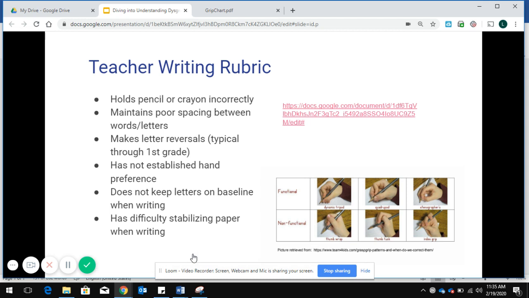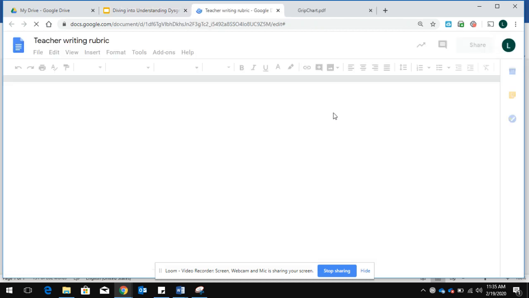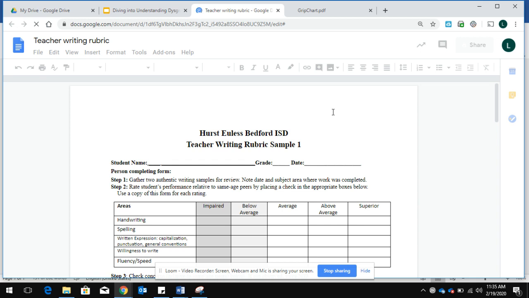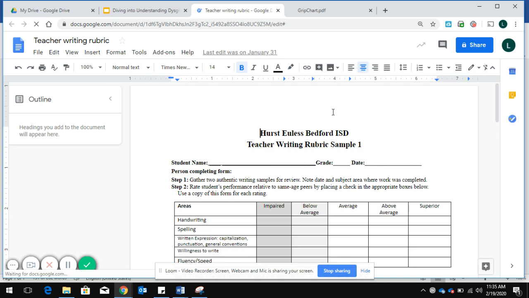Okay, so once you are in the process of referring a student for dysgraphia evaluation, or maybe you feel like there are some struggles with handwriting, I would encourage you to first look at this teacher writing rubric. Here's a link for the writing rubric. This is part of the purple folder, the dysgraphia referral purple folder. And what we want the teachers or the counselors to do is to gather 2 writing samples, and you are going to review and rate what you're seeing on the writing sample.